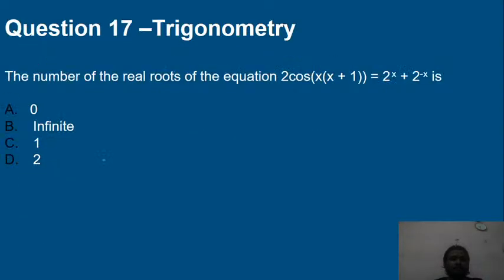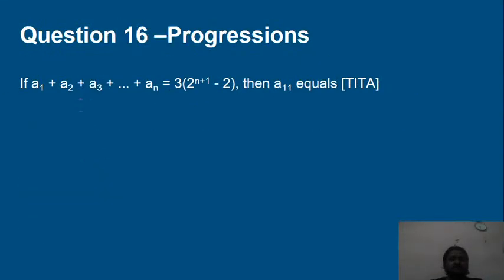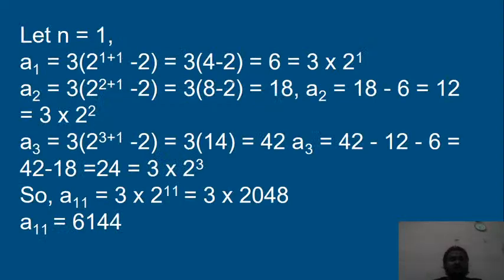So now another question of progression. That is a very simple question. Now you are going to get the easy question. If a1 plus a2 plus a3 plus up to a to the power n is equal to 3 to the power 2n minus 3 to the power 2n plus 1, then a11 is equal to, see guys, very simple.